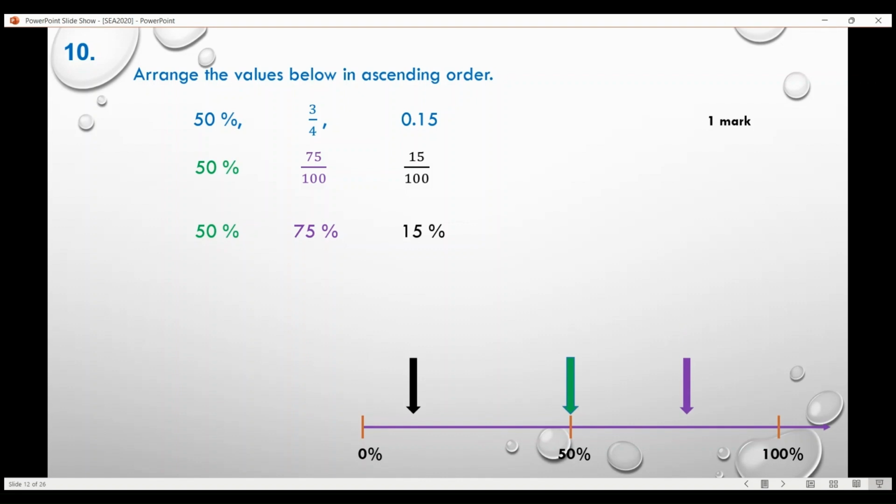So now that we know that, we can see our ascending order, moving from left to right, will be the black arrow, then the green arrow, then the purple arrow. So the black arrow is 15%, followed by the green arrow, which is 50%, followed by the purple arrow, which is 75%. So we have put it in ascending order. However, we want to have the same representations of the numbers that were given in the first line. So our answer should be, what was 15%? 0.15. 50% was still the same. And 75% was 3/4.